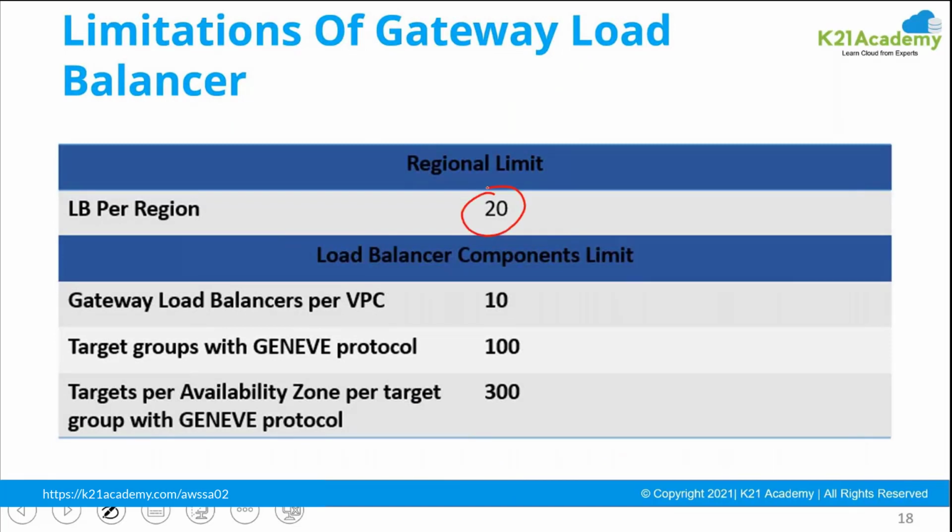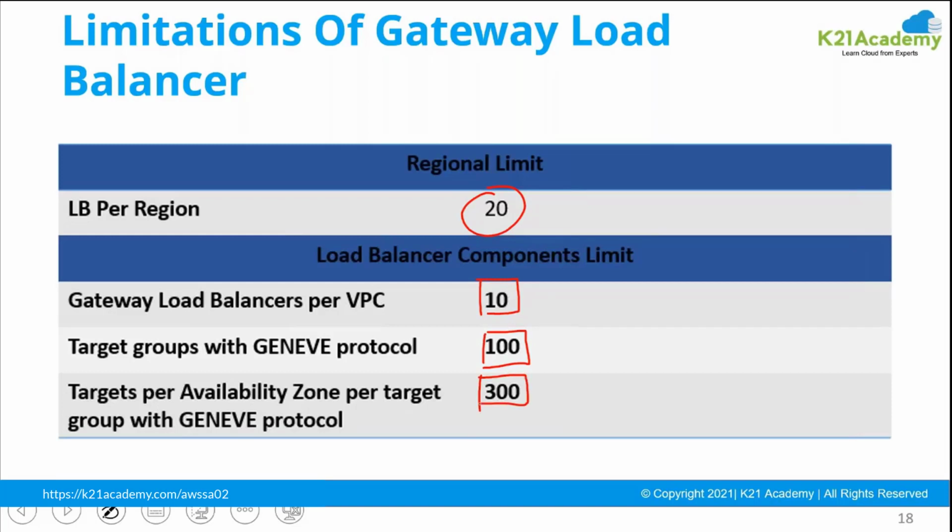And then the same, 20 load balancers per region. And load balancer components: the gateway load balancers per VPC can be up to 10 only. Per VPC only up to 10. Target groups up to 100. Target groups per availability zone, it's up to 300.